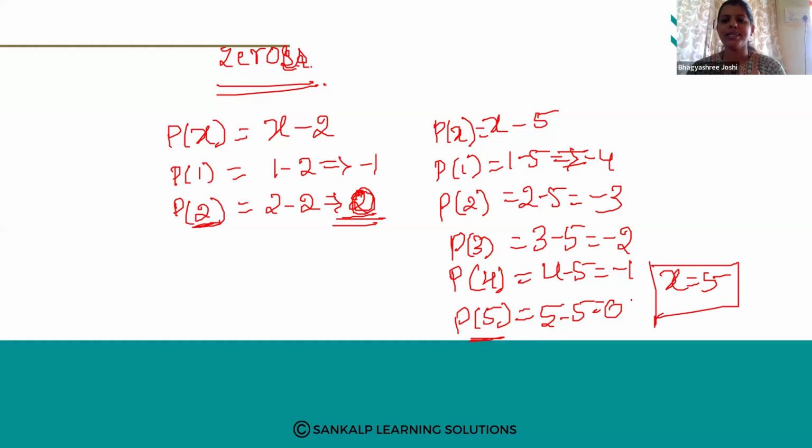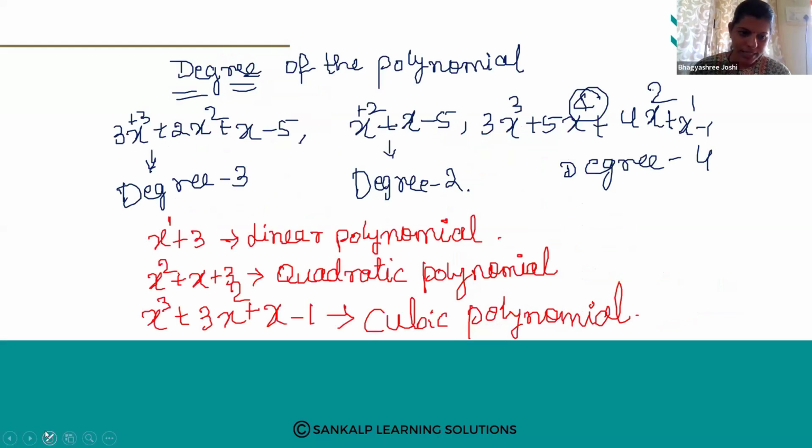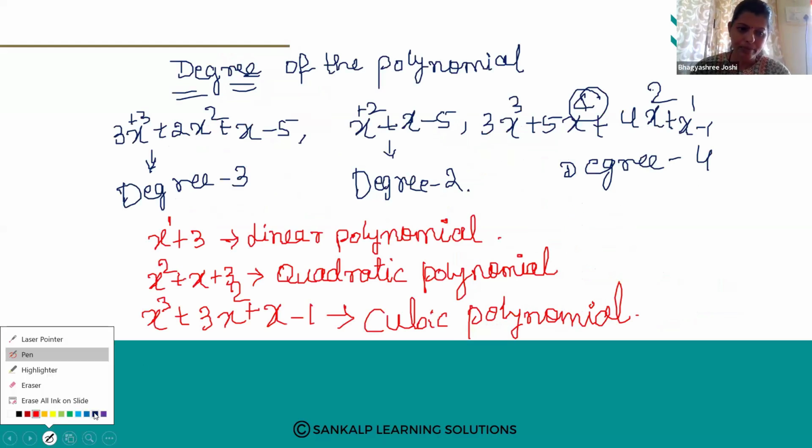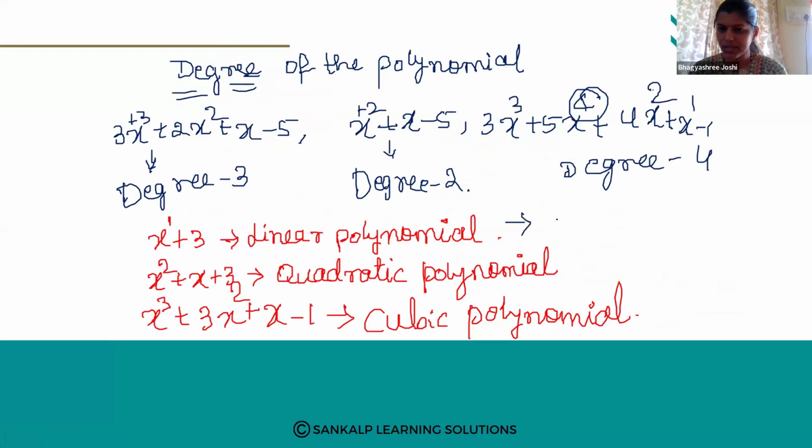That value we call a zero of that polynomial. Understood? So here x is equal to 2 is the zero, and here x is equal to 5 is the zero of this polynomial. For a linear polynomial, how many zeros does it have? One zero. For quadratic, at most 2. Less than 2 is possible, but more than 2 is not possible. Therefore, we say it is at most 2. Remember, this is very important.